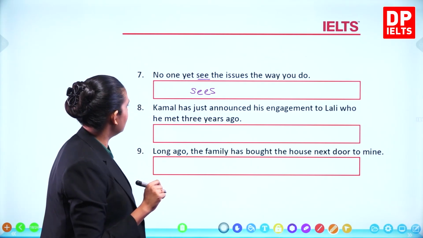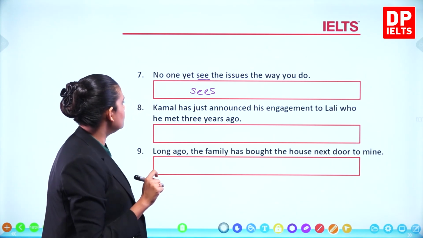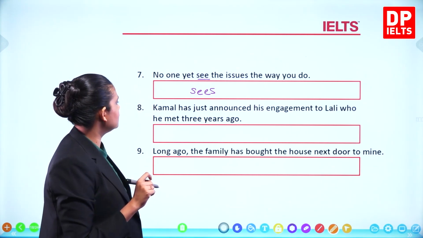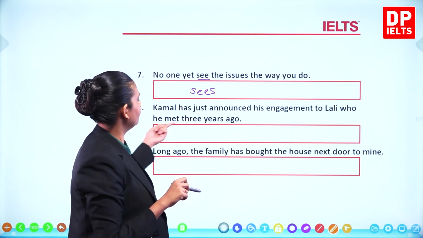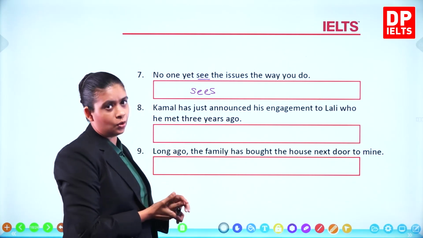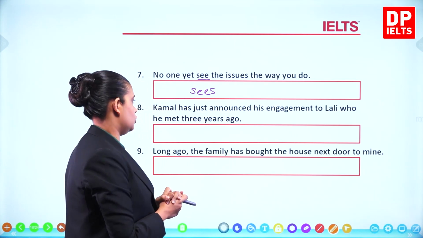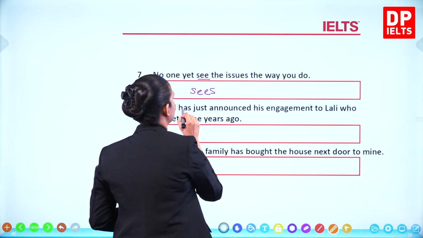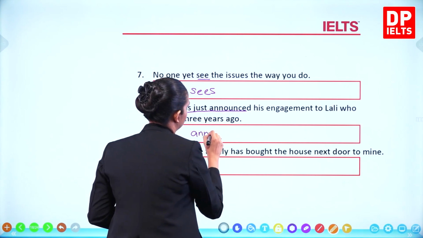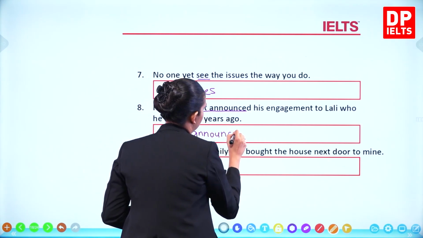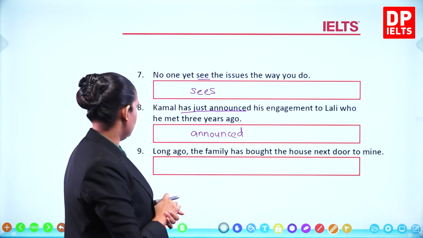Kamal has just announced his engagement to Lali, who he met 3 years ago, right? So you know, 3 years ago is a specific time. So Kamal announced his engagement, okay? You don't say has just announced, you would say Kamal announced his engagement to Lali, who he met 3 years ago.